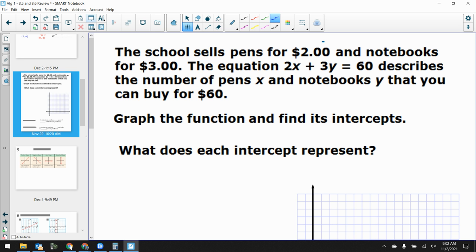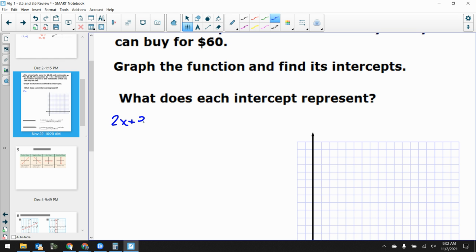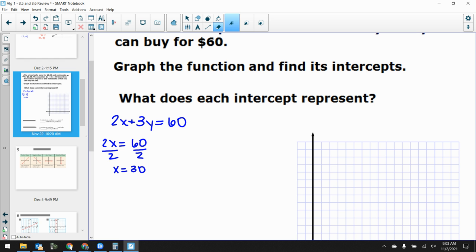Okay. So please do this along with me. I gave you this so that you can fill this in as we go. So let's find the intercepts. 2x plus 3y is equal to 60. Now, to find the intercepts, I'm going to solve for x and then solve for y by plugging in zeros. So basically, 2x is equal to 60, divide by 2, x is 30. Again, everybody should be doing this along with me. Which gets me my coordinate, 30, 0.